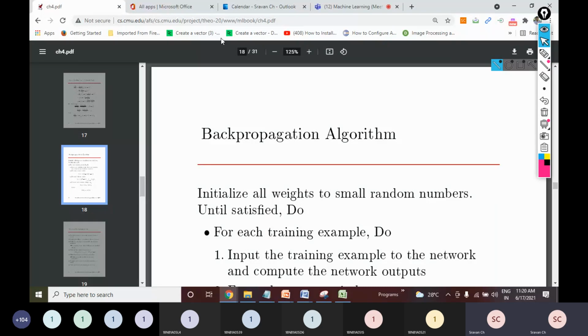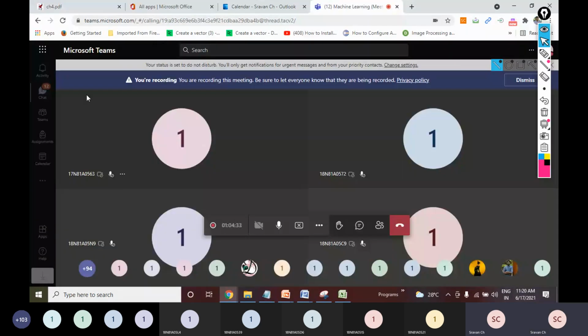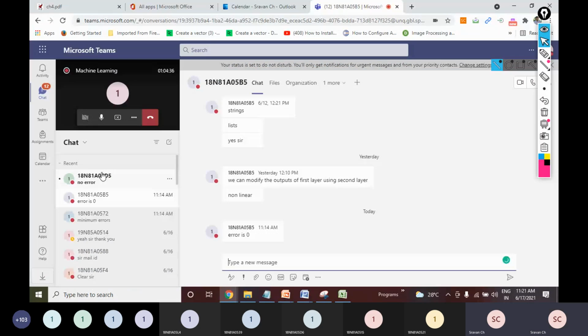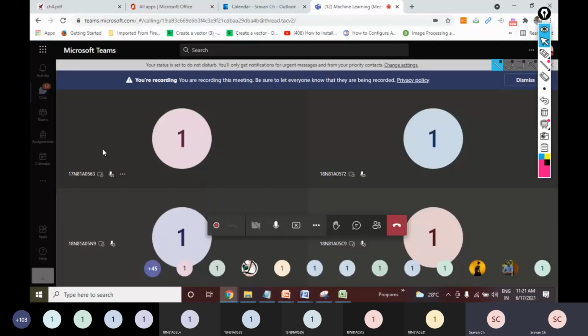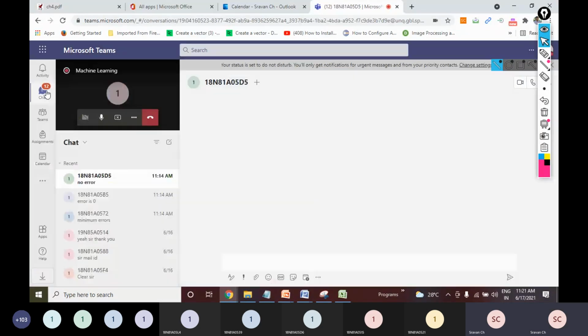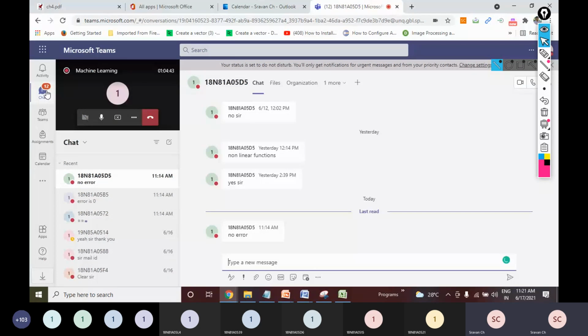Is it clear? Before leaving, please let me know how this backpropagation algorithm is working. What is a feed forward neural network? Is it clear to everyone? Please let me know in the chat box. Yeah, then that's great.